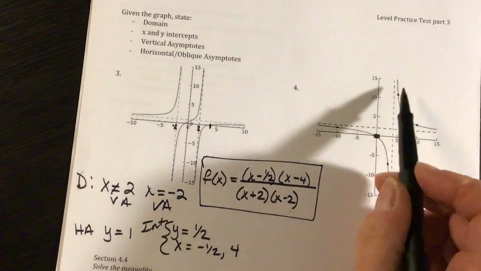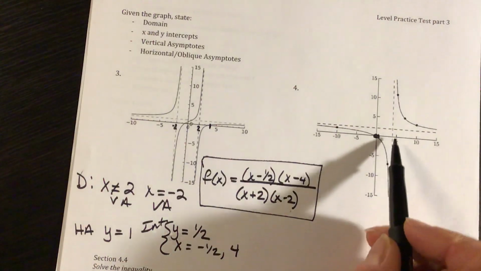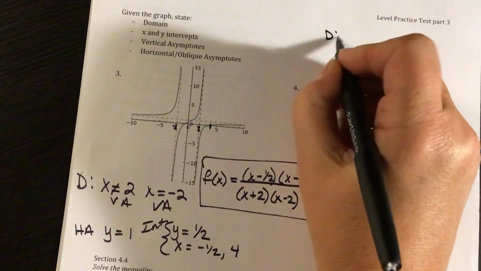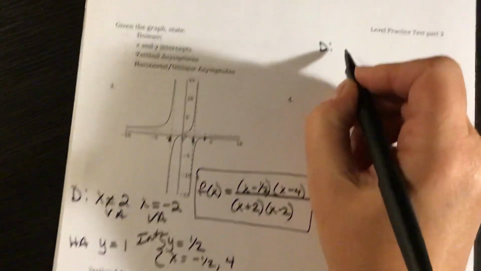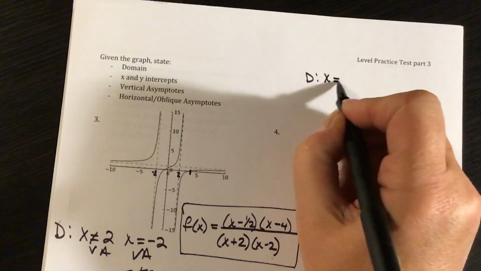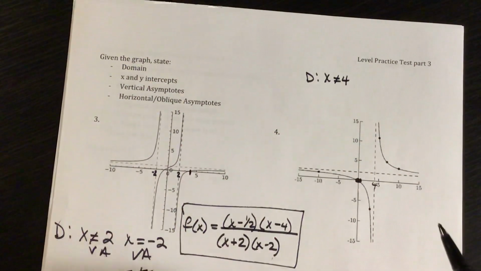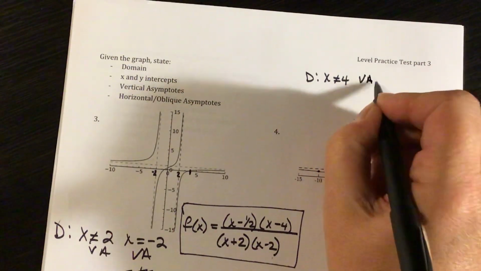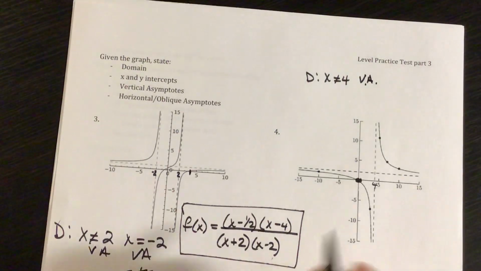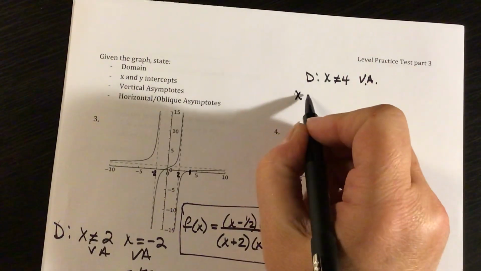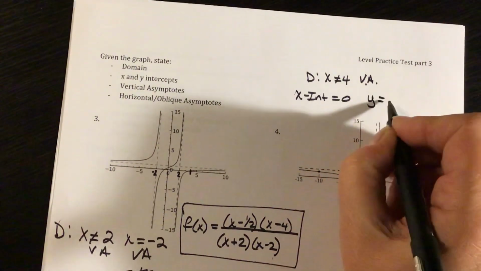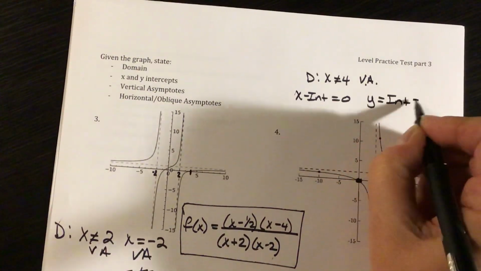I know that I have one vertical asymptote. This looks like it might be at x equals 4. So that means in my domain, x cannot equal 4. And that's a vertical asymptote. I know that my x-intercept is 0 and my y-intercept is 0.